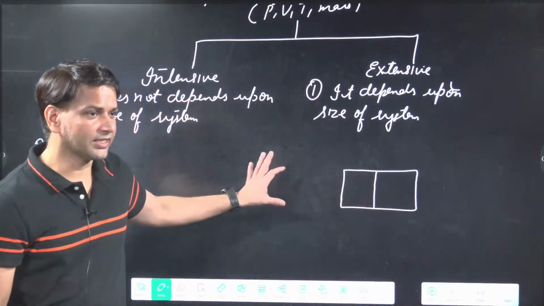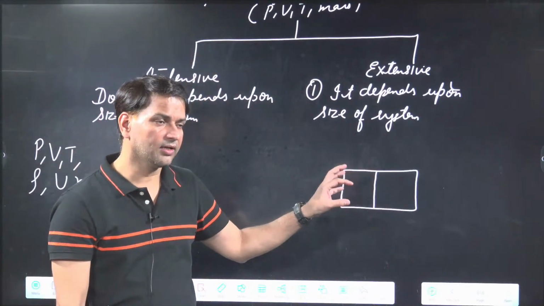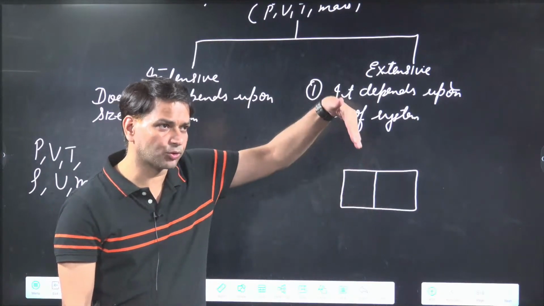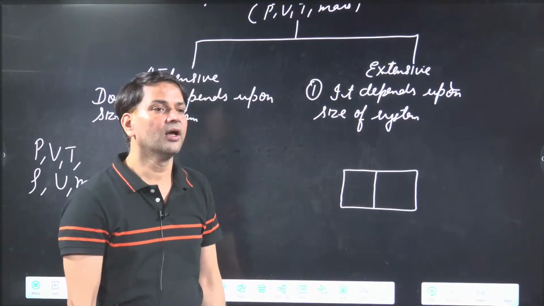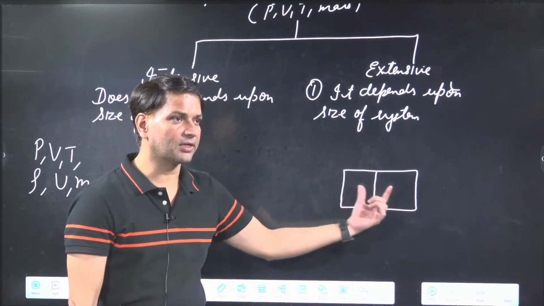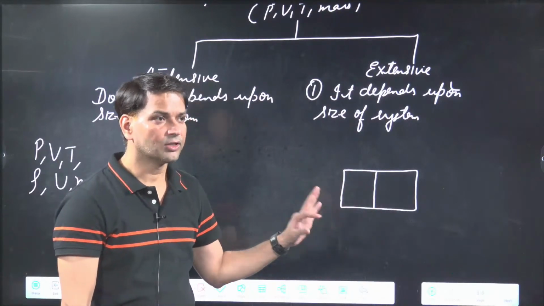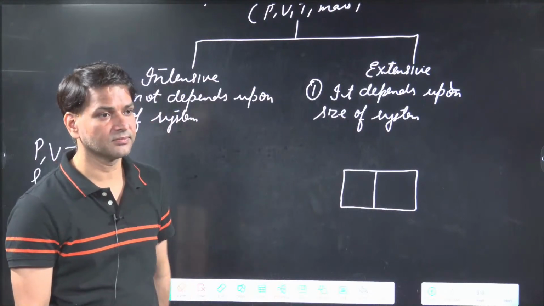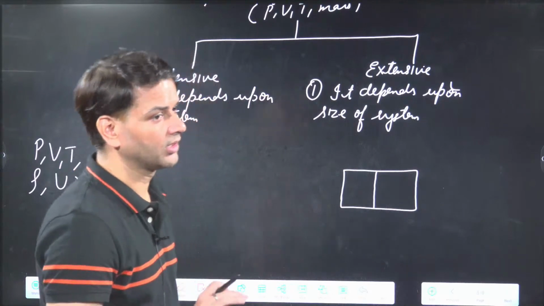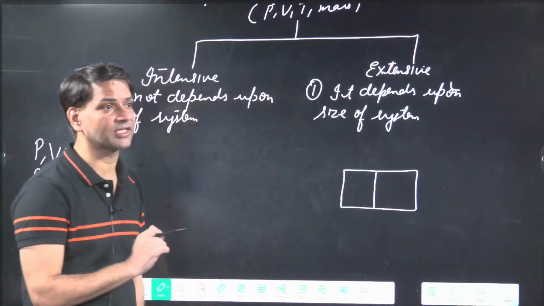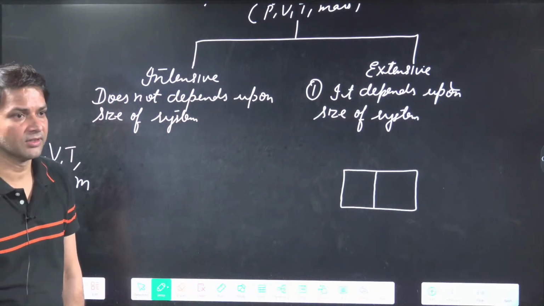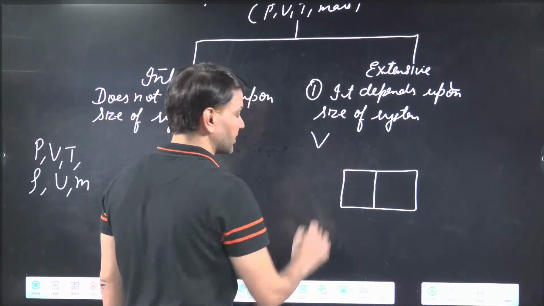Initially the gas was enclosed with pressure P, volume V, temperature T. Now it is divided into two equal halves. I just put one divider in between. What is the effect on volume? What is the effect on each part? Volume becomes half. So does volume depend on the size or not? It depends. So is volume intensive or extensive? Extensive. So volume is extensive.